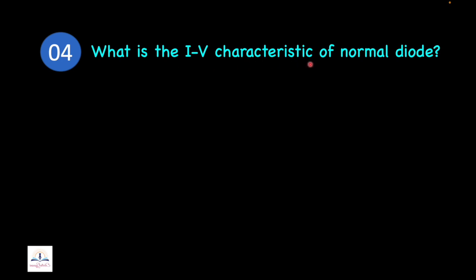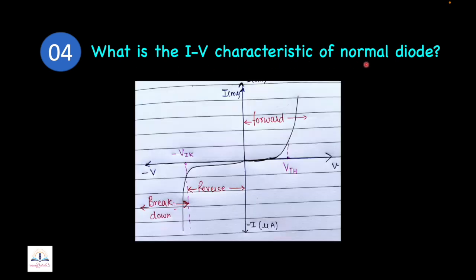What is the IV characteristic of a normal diode? When the voltage is positive, that means the PN junction diode is forward biased, then the current will increase exponentially after this threshold voltage. And in reverse bias mode, the current is almost negligible or very small till the point of minus VZK. This is the Zener knee voltage. After this voltage, the reverse bias current increases exponentially, and this region is called the breakdown region.